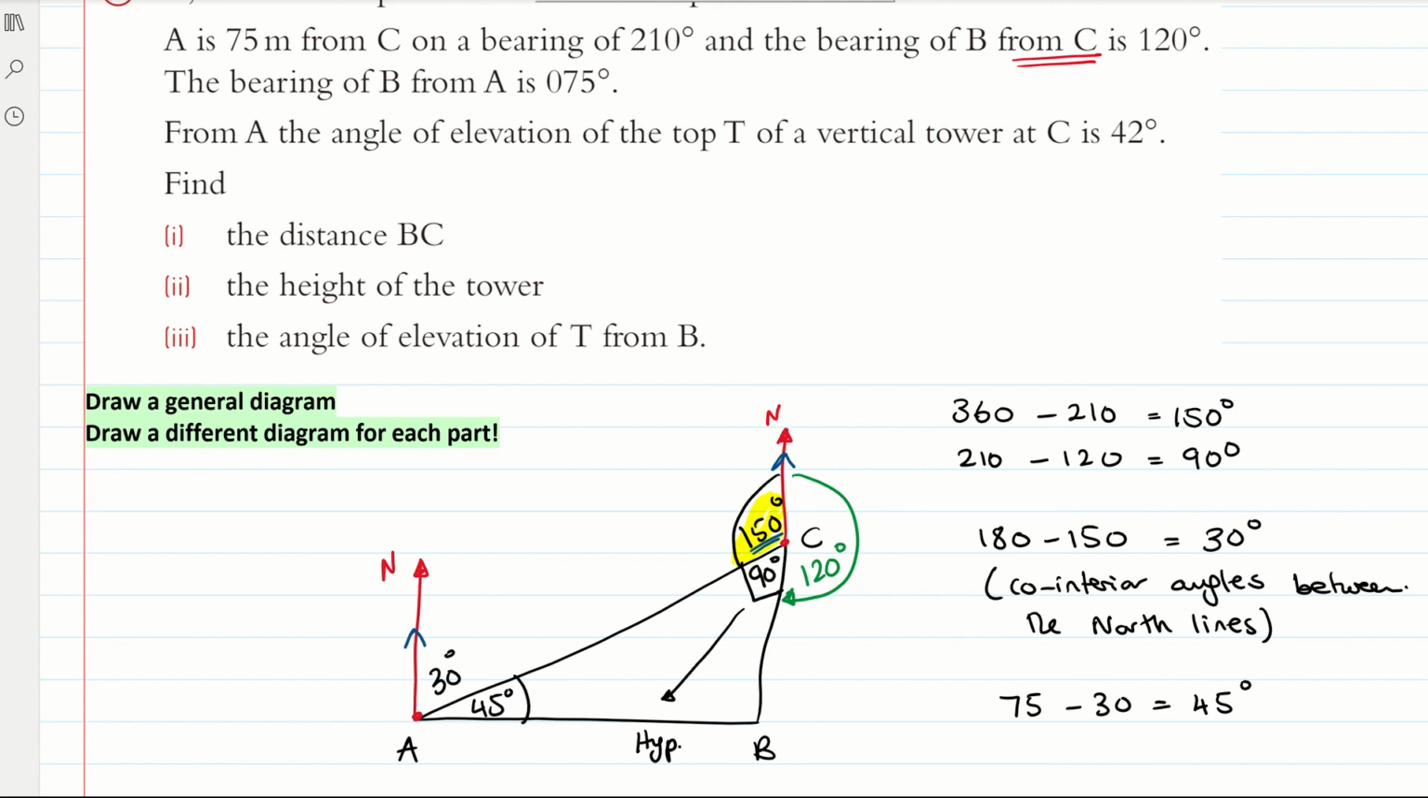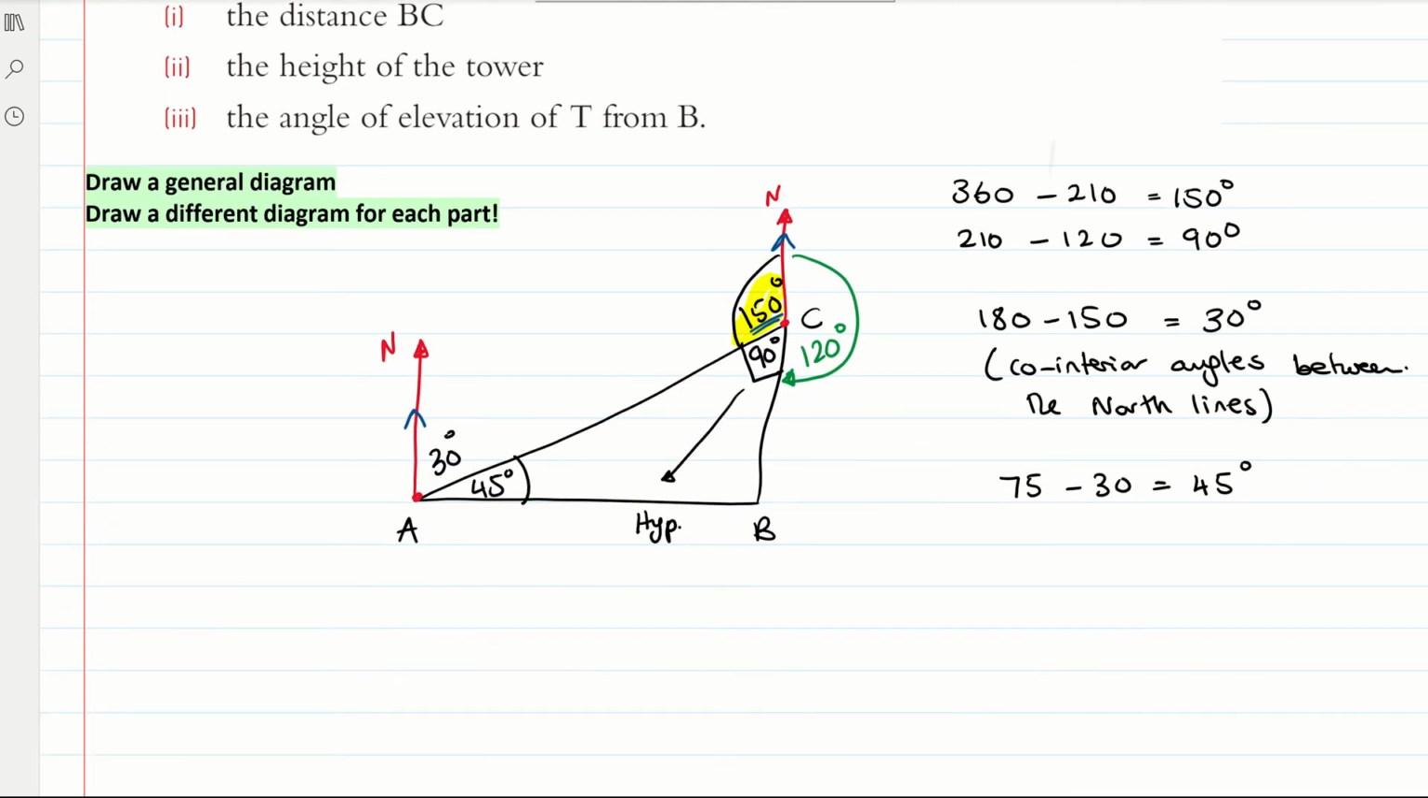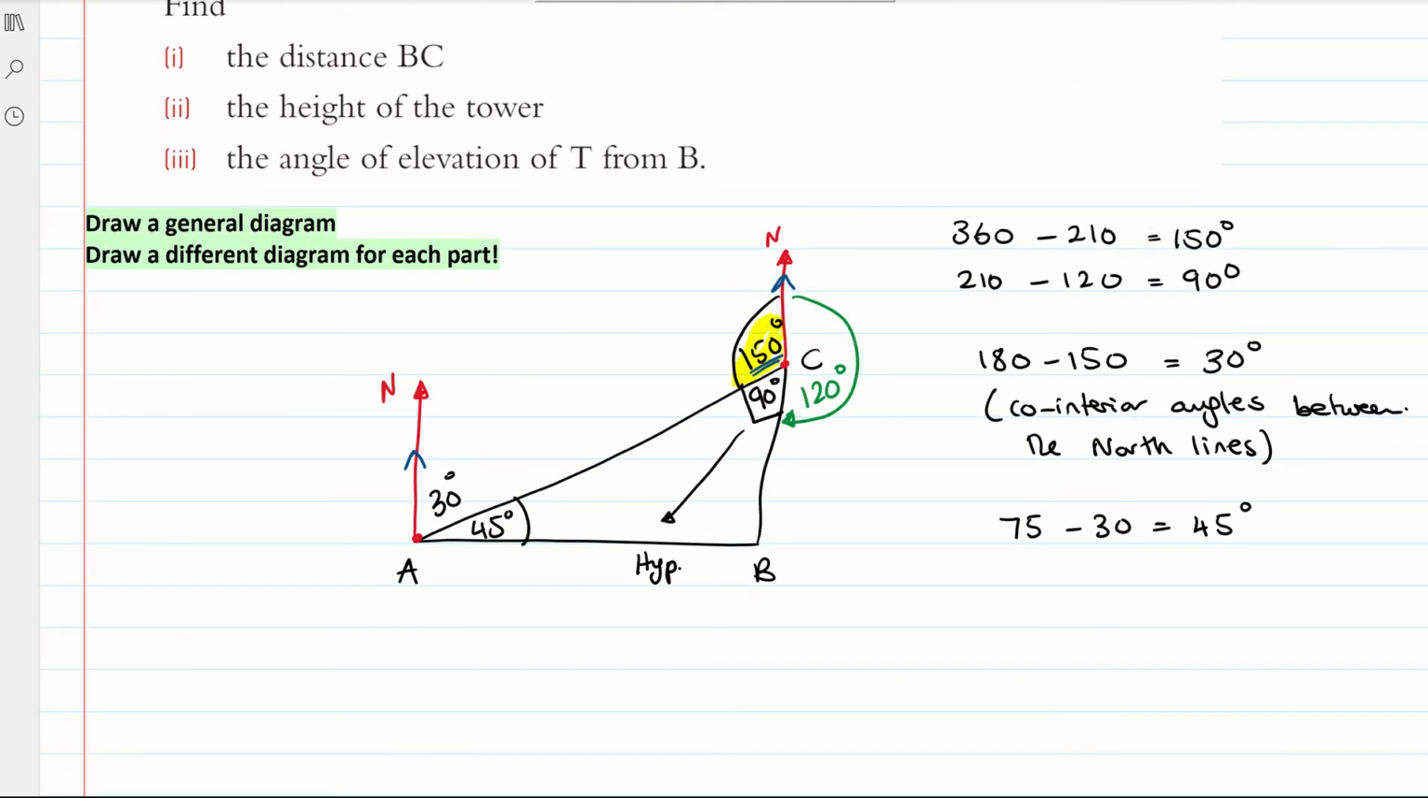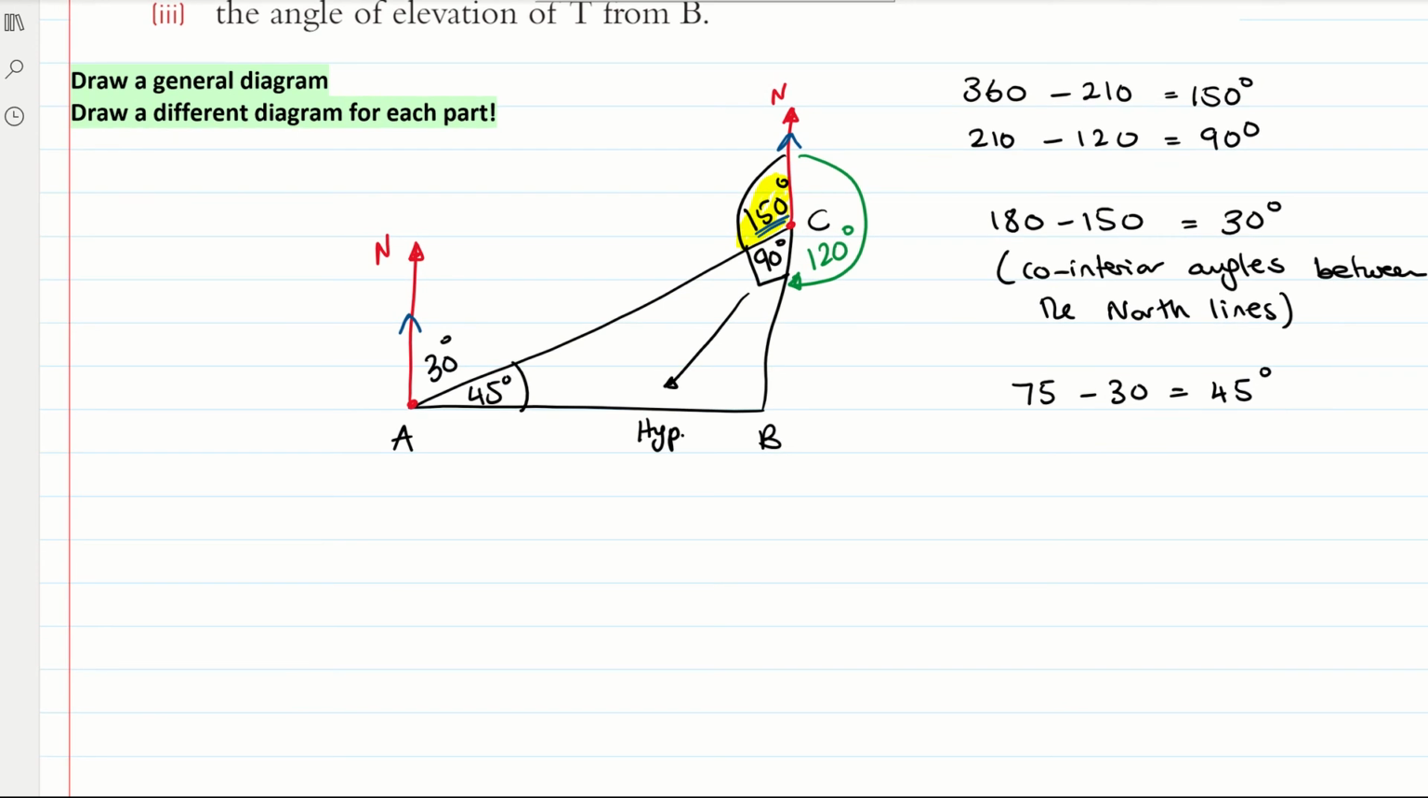It says from the angle of elevation to the top of a vertical tower at sea. There's a tower at sea, but we're going to ignore that for now. There's another tower at sea, and I'm not going to put any more on this diagram. It's already quite busy. Let's look at the first question. It says, find the distance B to C. B to C is part of that very simple triangle that we have, and I know that C is a right angle.